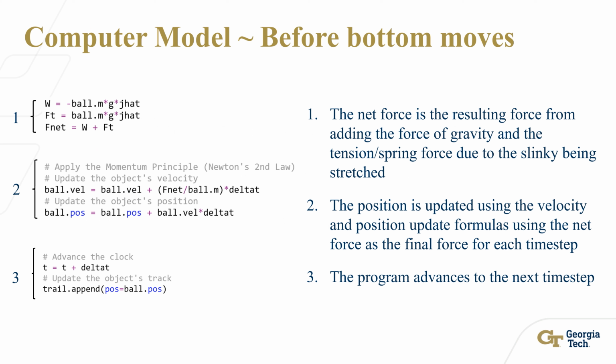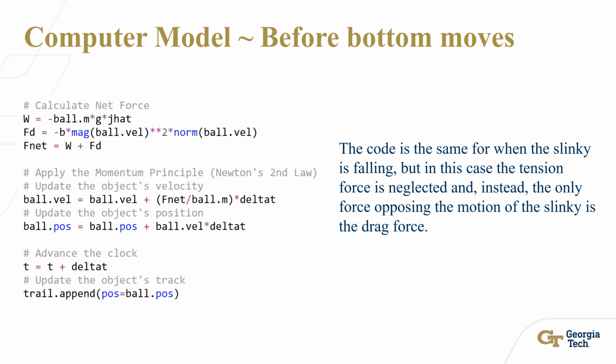The code is the same for when the slinky is falling, but in this case the tension force is neglected, and instead the only force opposing the motion of the slinky is the drag force. The following plots are obtained.